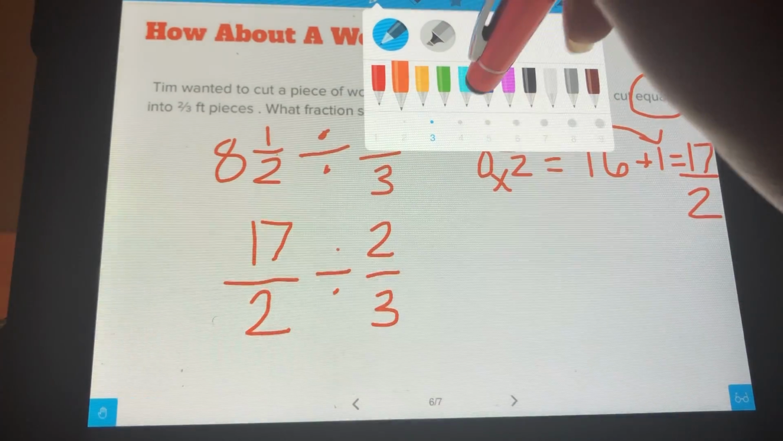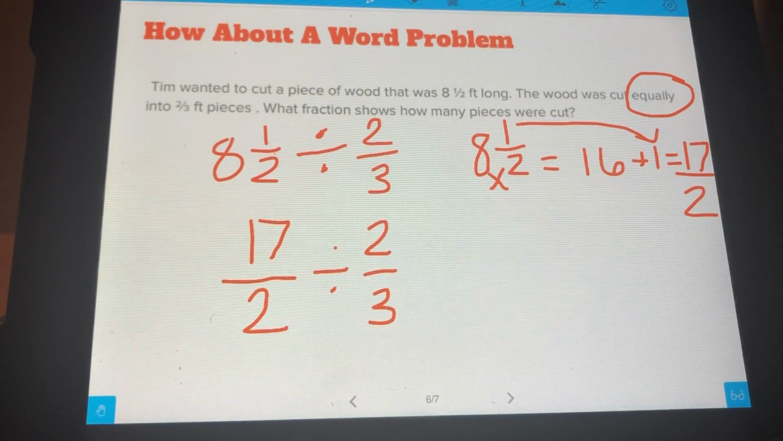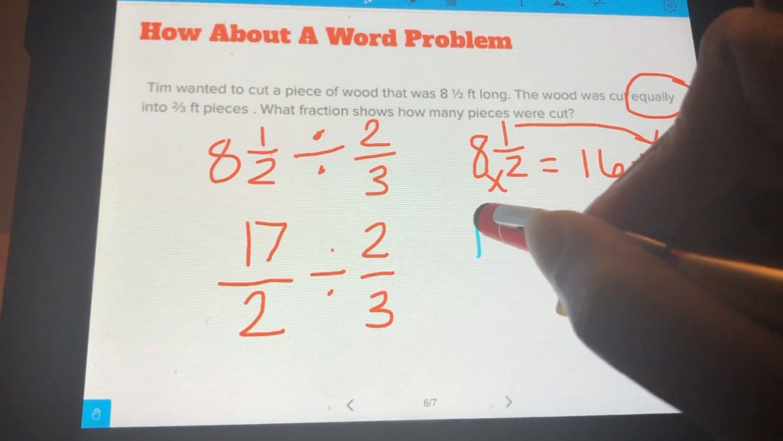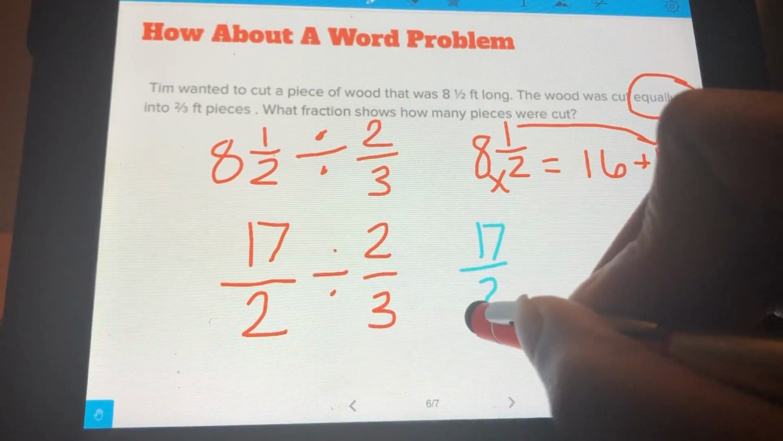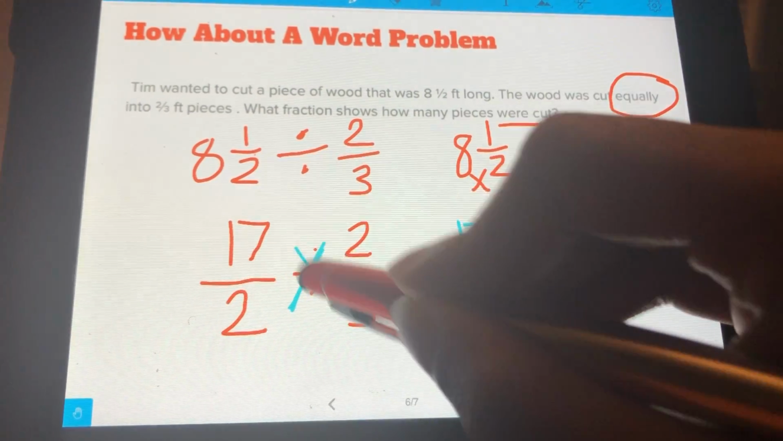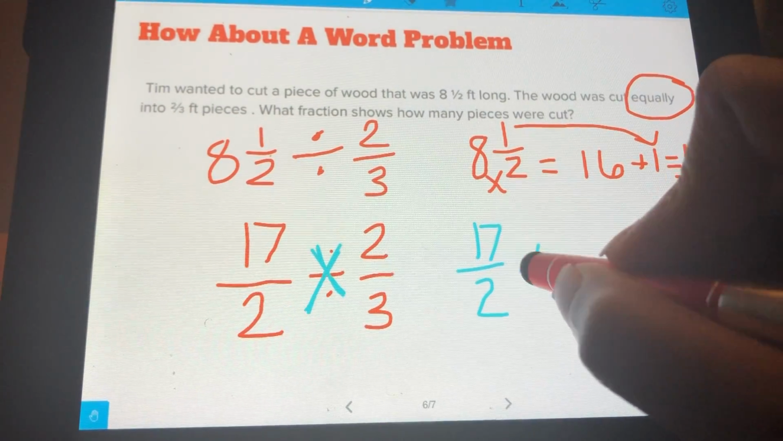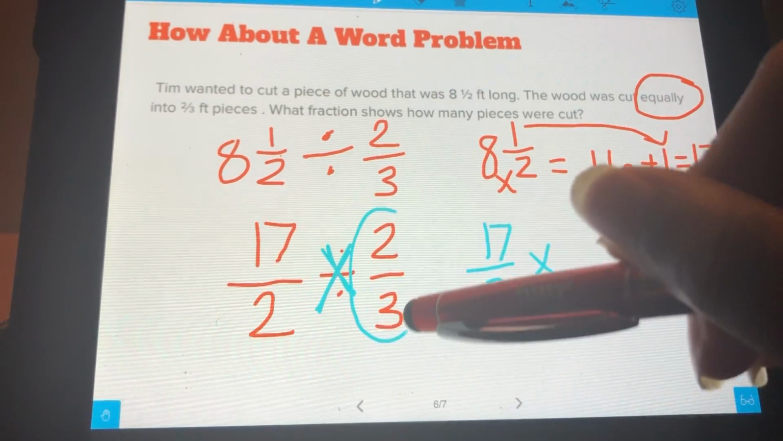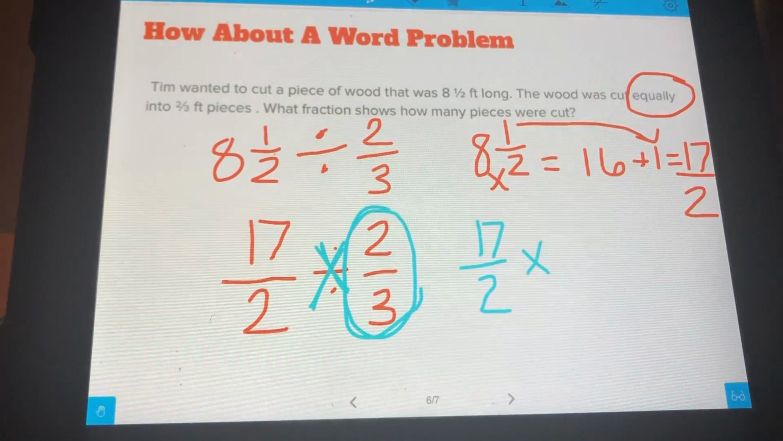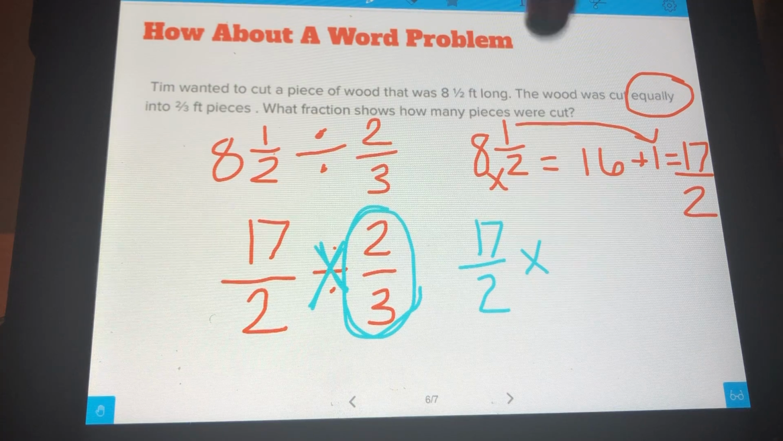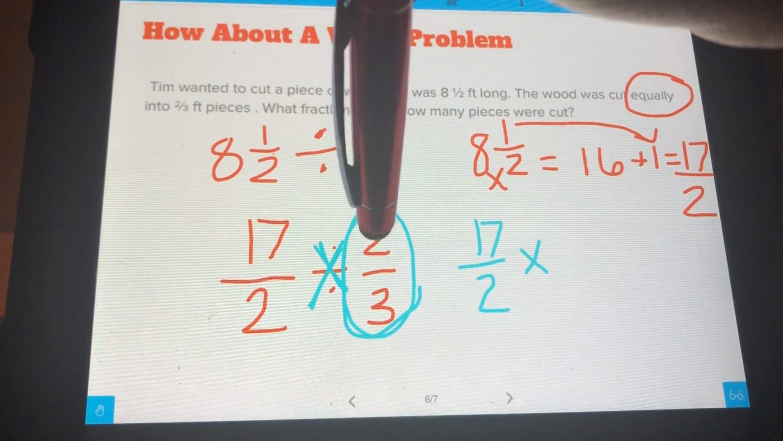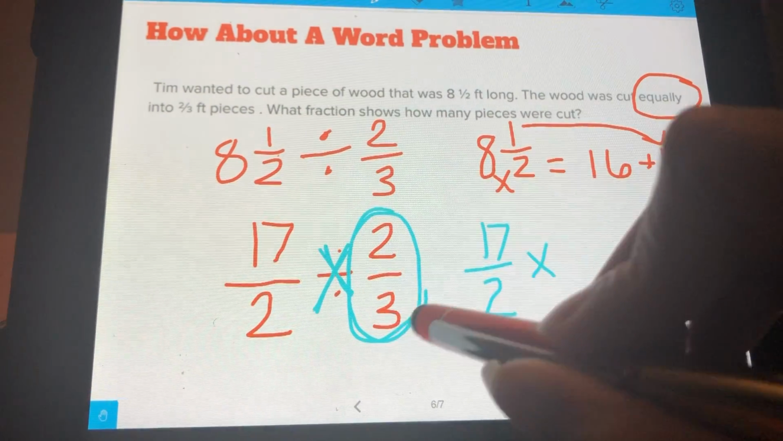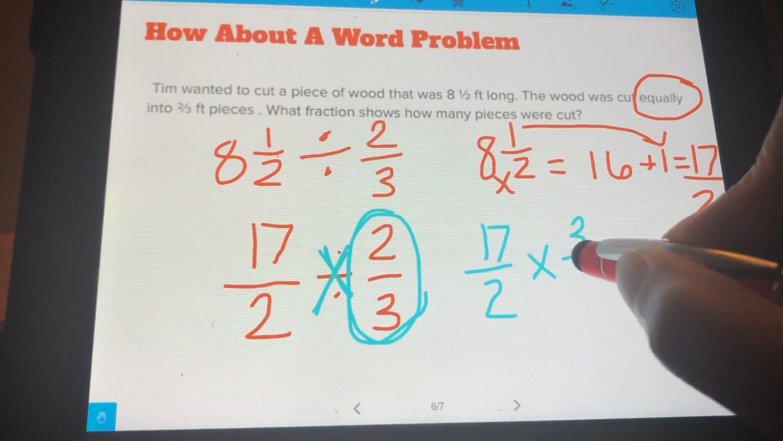All right, so now that we have this, we can go ahead and go into our KCF. So let's keep that first one. We're going to change this sign, and we're going to do what? What are we going to do? Flip that second fraction, okay? Flip it, please flip it. All right, so now we're going to flip it to 3 over 2.